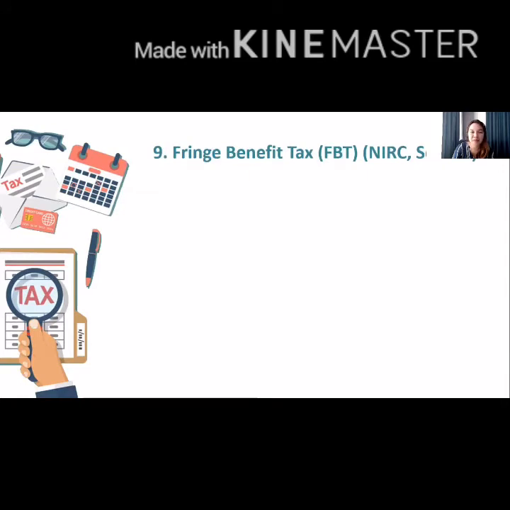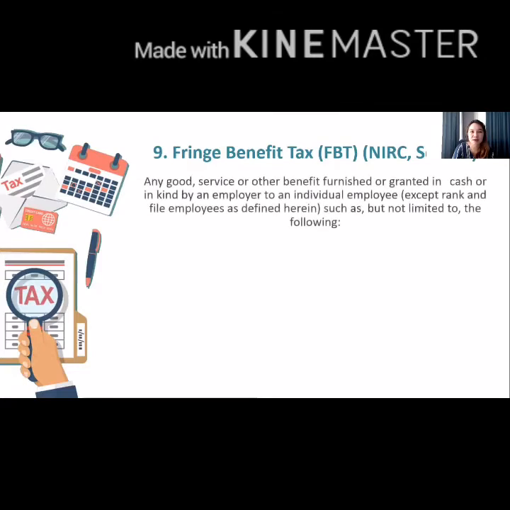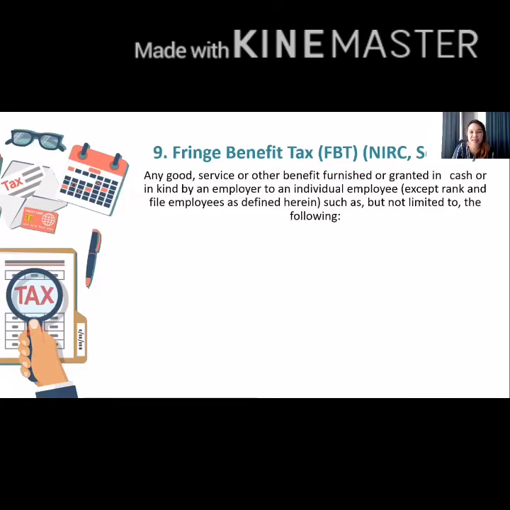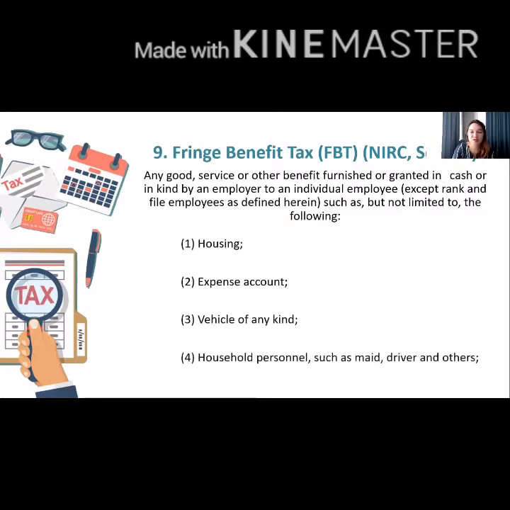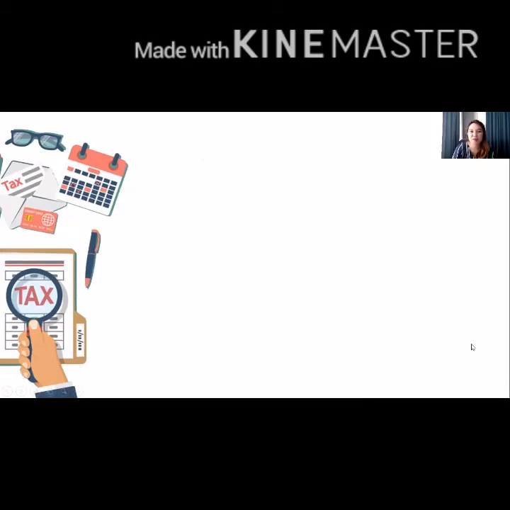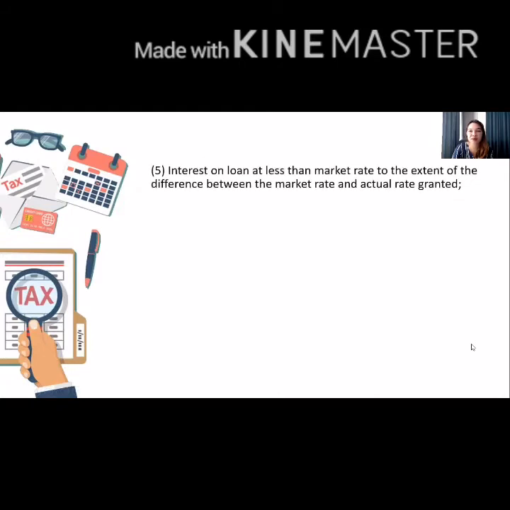So the ninth type is the fringe benefit tax, or FBT, under Section 33 of the NIRC. A fringe benefit is any good, service, or other benefit furnished or granted in cash or in kind by an employer to an individual employee, except rank and file employees as defined herein, such as, but not limited to, the following: housing, expense account, vehicle of any kind, household personnel such as maids and drivers, and others. We also have interest on loans at less than market rate, to the extent of the difference between the market rate and the actual rate granted.